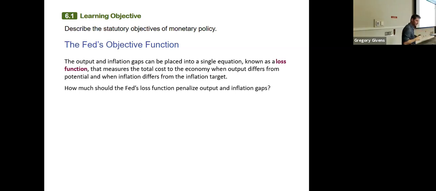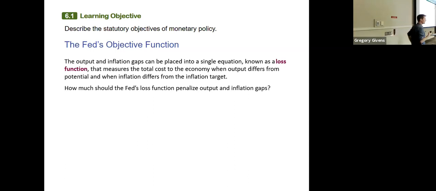How exactly should the Fed penalize in its loss function these output and inflation gaps? What is the best or most appropriate way to think about how the central bank should penalize inflation and output gap? Well, I think most policymakers and most economists agree that economic loss should increase exponentially with the size of the inflation gaps or the output gaps.